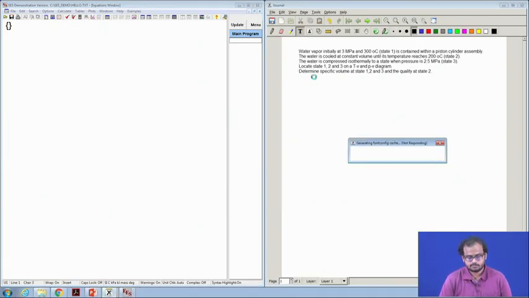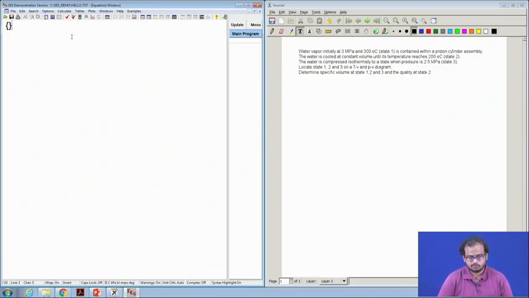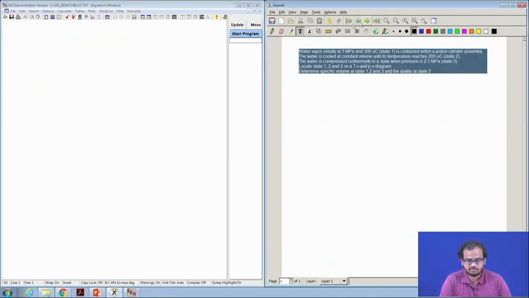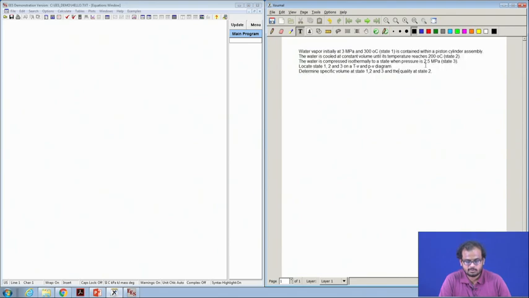Water vapor initially at 3 megapascal and 300 degrees Celsius is contained in a piston cylinder arrangement. The water is cooled at constant volume until the temperature reaches 200 degrees Celsius, which is state 2. Water is compressed isothermally to a state 3 where the pressure is 2.5 megapascal.